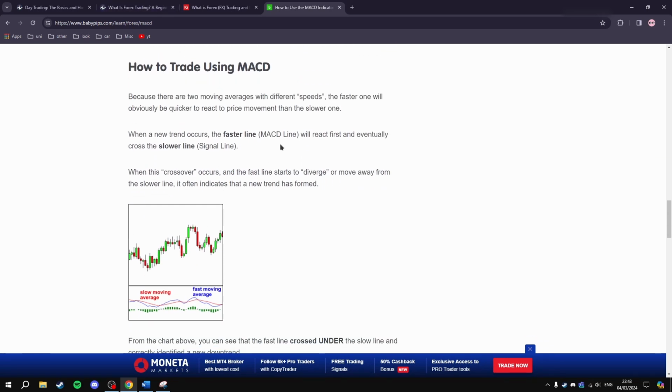How to trade using MACD. Because there are two moving averages of different speeds, the fast one will obviously be quicker to react to price movement than the slower one. When a new trend occurs, the faster line, the MACD line, will react first and eventually cross the slower line, or the signal line.